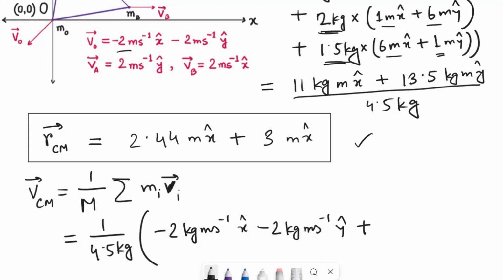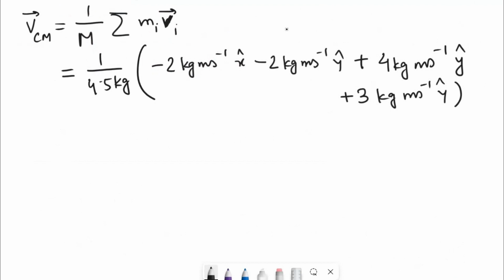to MAVA. So MA was, how much was that? That was 2, right? So 2 times 2 is 4 kg meter per second y hat, and VB would be multiplied to MB. So we have 2 times 1.5, so that's 3 with a plus sign, 3 kg meter per second y hat.